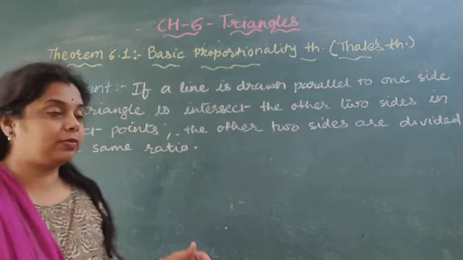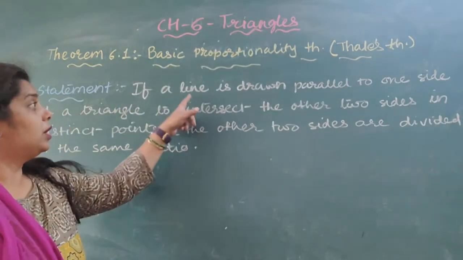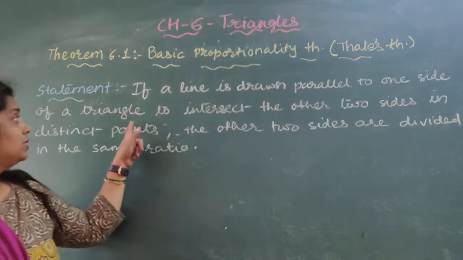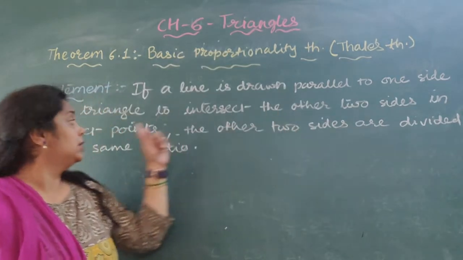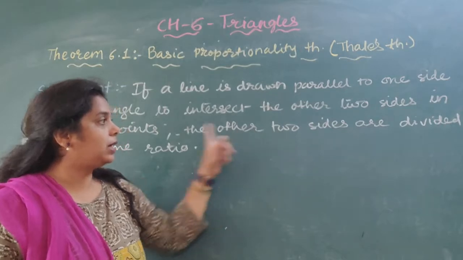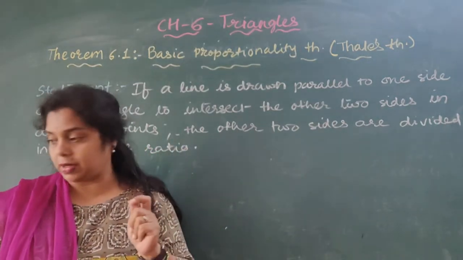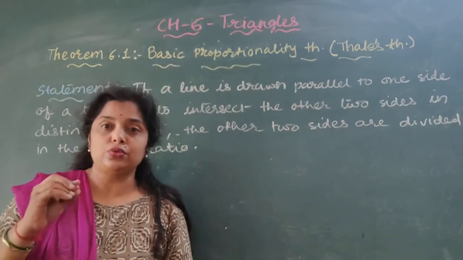So first see the statement. What is the statement of Thales theorem? If a line is drawn parallel to one side of a triangle to intersect the other two sides in distinct points, the other two sides are divided in the same ratio. This is the statement. Now I am showing you what it actually means.